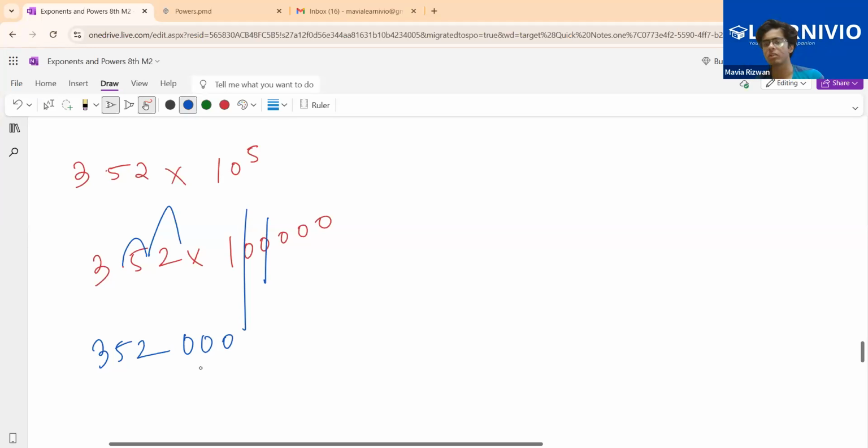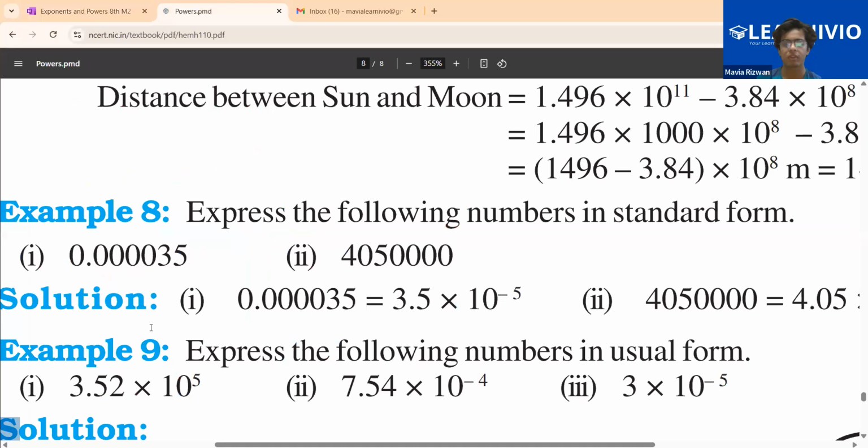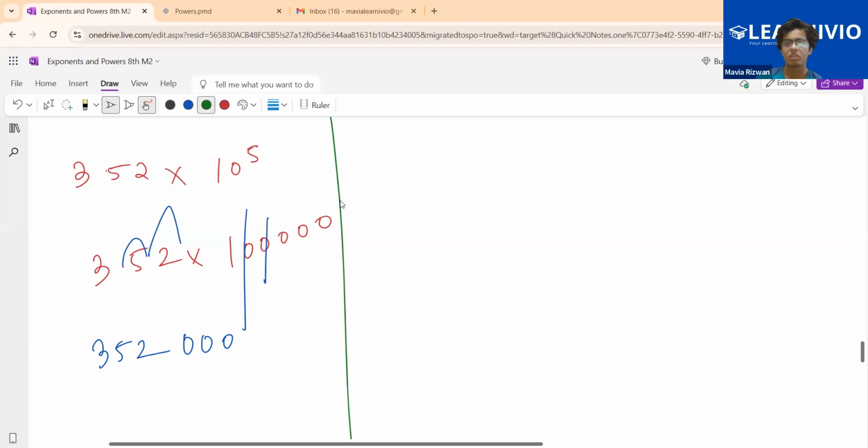Clear how to do it now? Both of you? Farhan and Abu Bakar? Yes, sir. Fine. The second one, see. Second one is 7.54 into 10 raised to the power minus 4. So minus 4 means the point jumps 4 places back. So for one zero, make it jump one place. So now it will be 754, and then you make the point jump back.